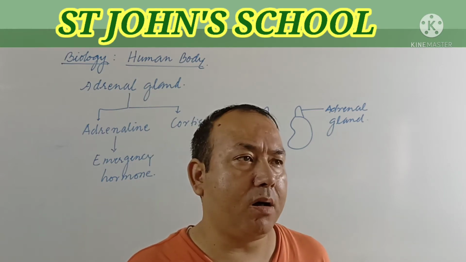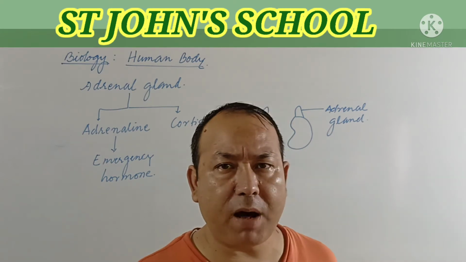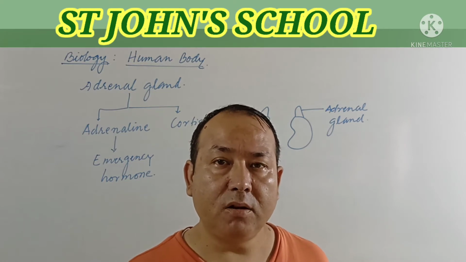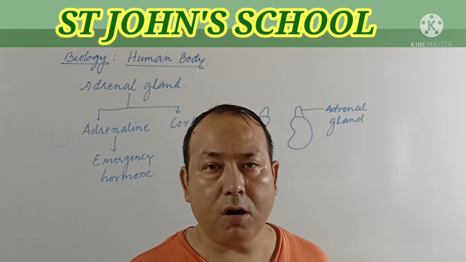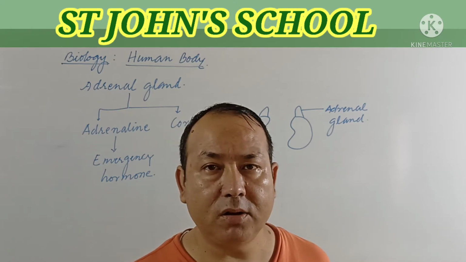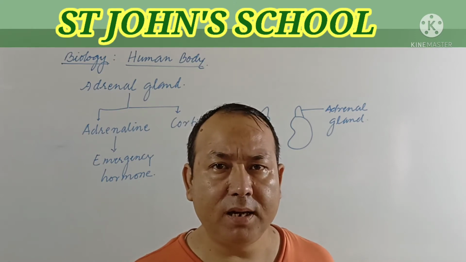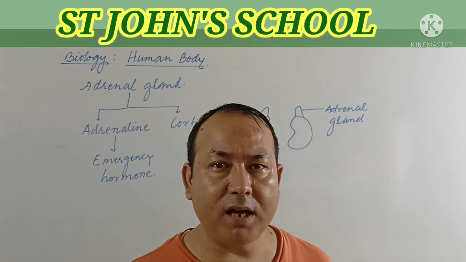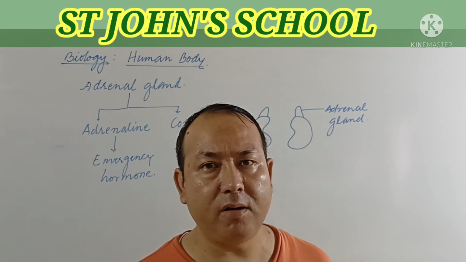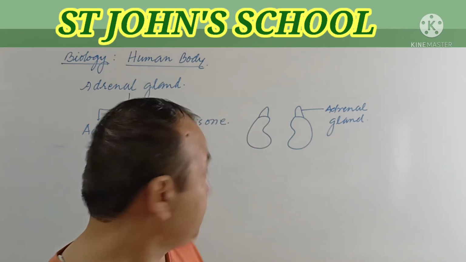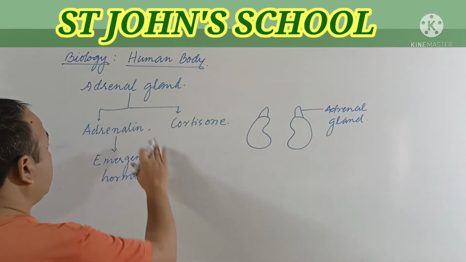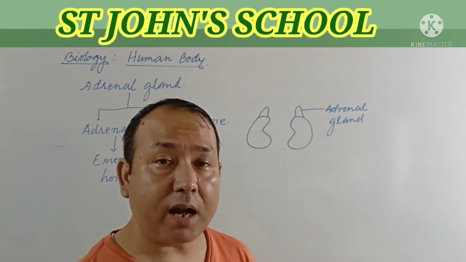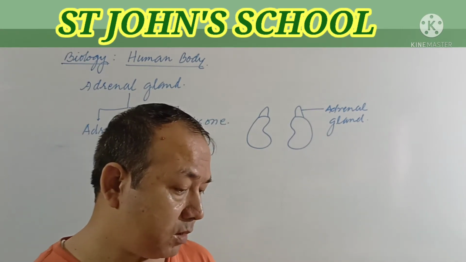Now suppose suddenly you happen to see a snake nearby. That time also our heart starts beating faster, because under stress conditions this hormone adrenaline is released by the body. Whenever you become very happy, the happiness feeling which you experience is also because of this adrenaline hormone. Adrenaline is a hormone which is released under stress conditions. So that is why it is also called an emergency hormone.